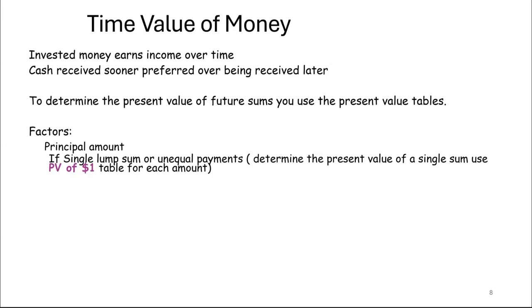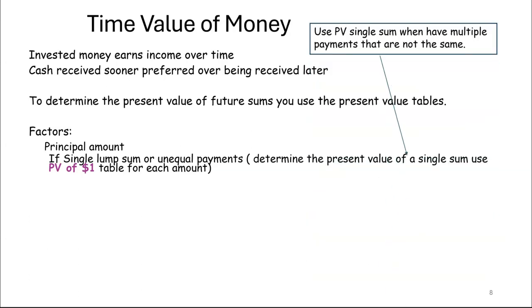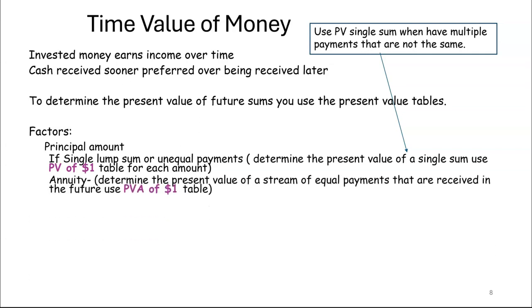So here are the factors. If we have a principal amount, a single lump sum or unequal payments, the table we're going to use is the present value of $1. That's where you're going to get the factor. Okay, so even though you have a stream of funds, if they're not the same amounts, you have to go for each one to the present value table. Now, if you have a stream of equal payments, then you're going to use the factor from the PVA, or present value of annuity table. And you'll see those as part of your homework.